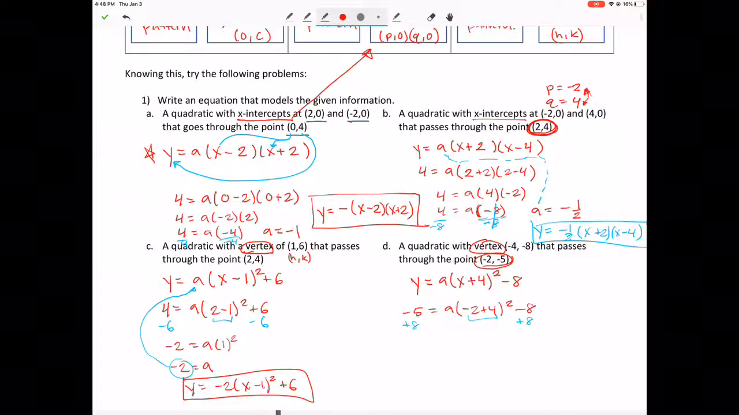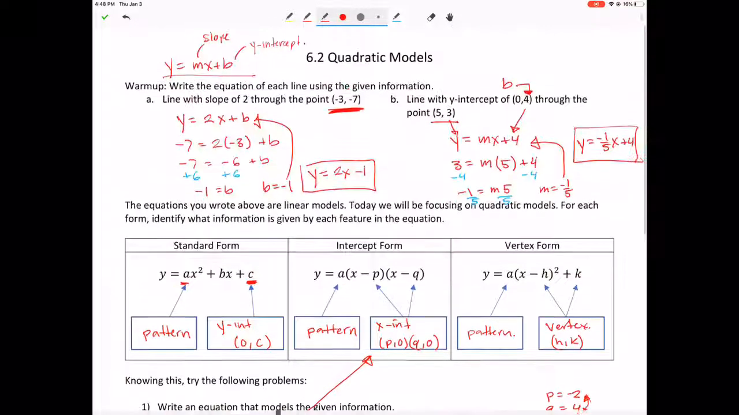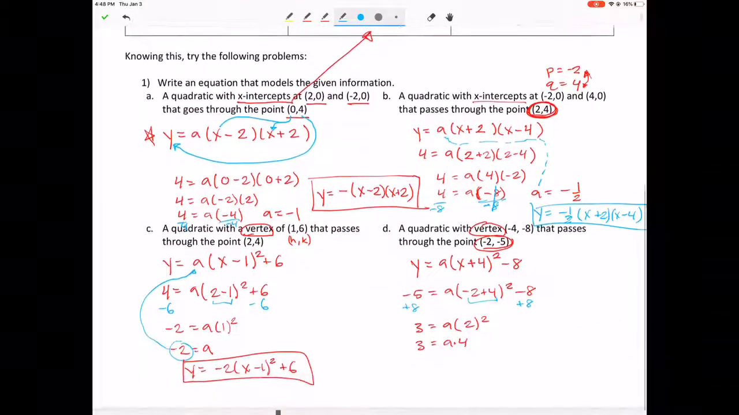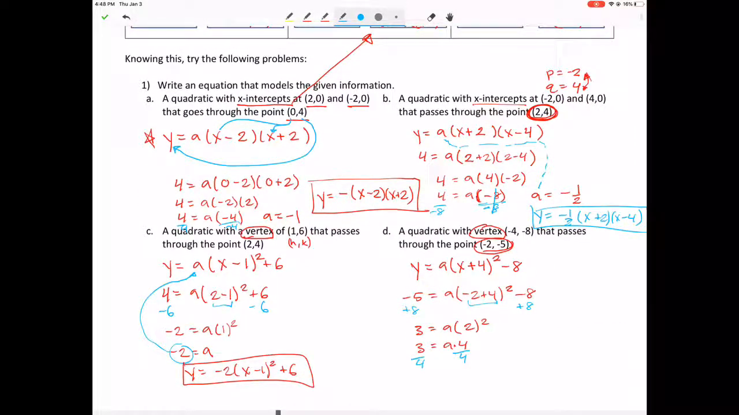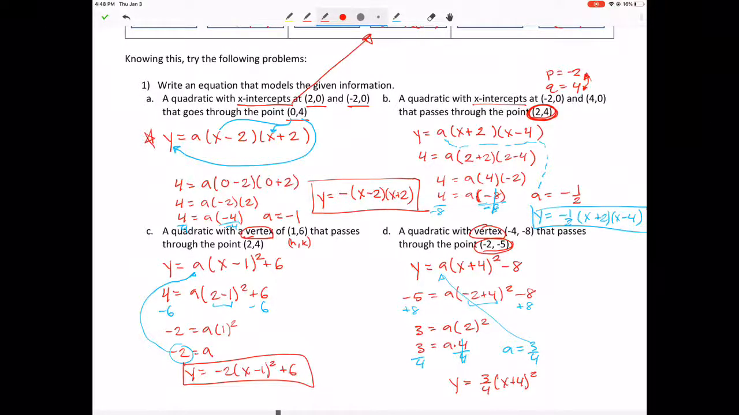It's in the parentheses, and that will give us 3 equals A times 2 squared. And that's 3 equals A times 4. And then we'll divide both sides by 4. And we get A equals 3/4. And we will just take that and plug that into our equation. We get y equals 3/4 times (x plus 4) squared minus 8.